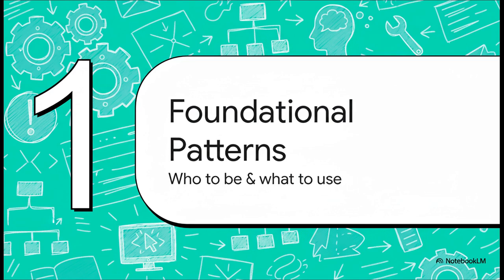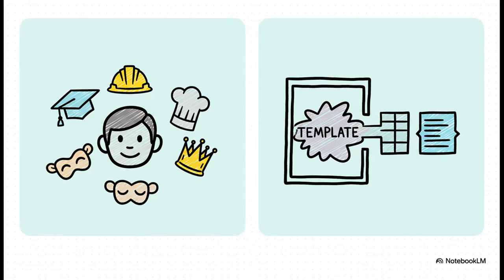Okay, first up, the foundational patterns. We're going to start with two patterns that are honestly super easy to learn but have a huge impact. Think of these as the fundamental building blocks for getting immediate control over what the AI gives you. So it really boils down to two simple ideas. You've got the persona pattern, which is all about telling the AI who to be. And then you have the template pattern, which tells the AI what format to use for its answer. Let's look at each one.